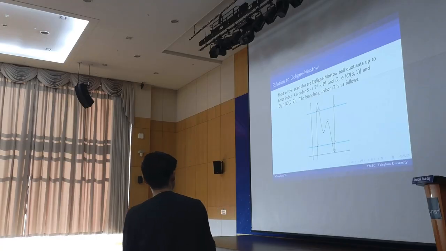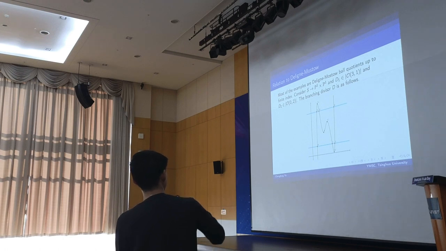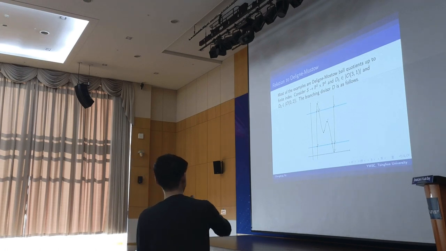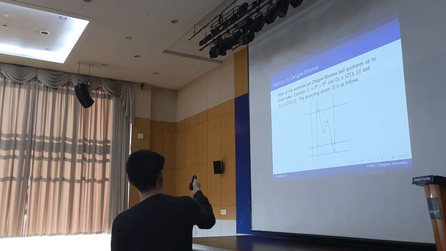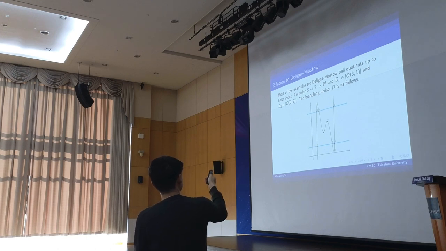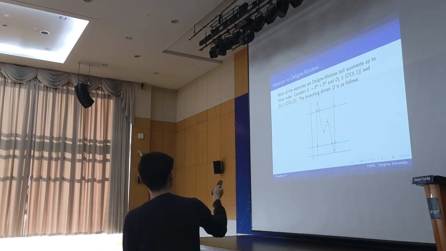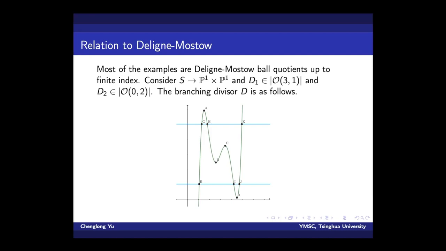So let me take one example, Deligne–Mostow's example. We take some degenerations or refinements from the example. For example, we consider K3 surfaces with this cyclic cover to P1 cross P1, and the branching locus is given by a divisor of degree (3, 1) and (0, 2). So the two blue lines are just D2, and this green curve is D1.